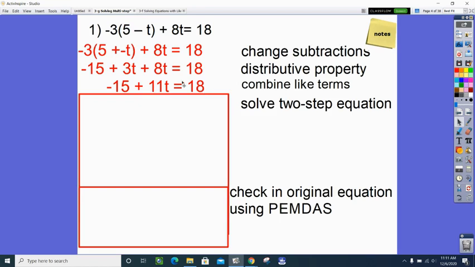Is there a variable on the left and the right? And the answer is no. There's no t over here. It's just the constant 18. So we're at a two-step equation. Okay, get your eye on the variable. And don't touch him, the 11.